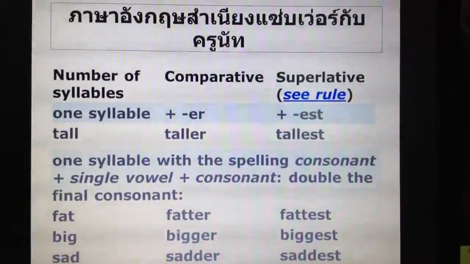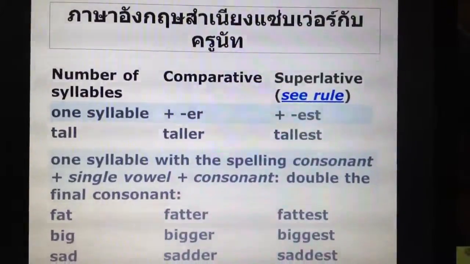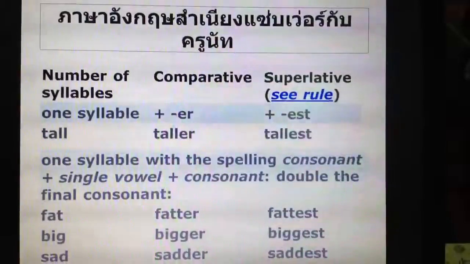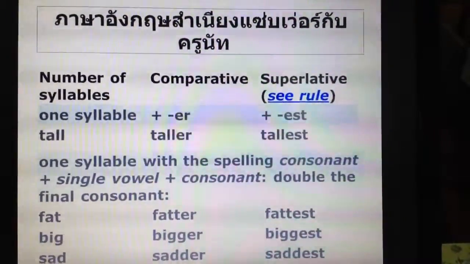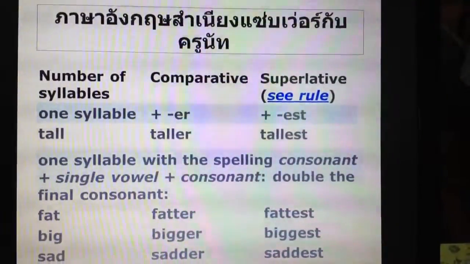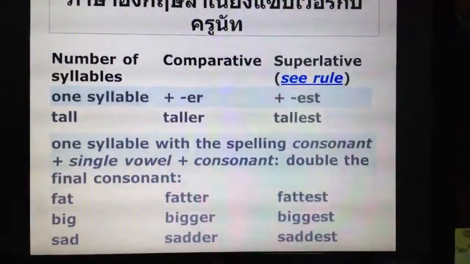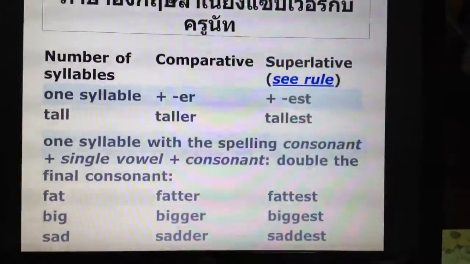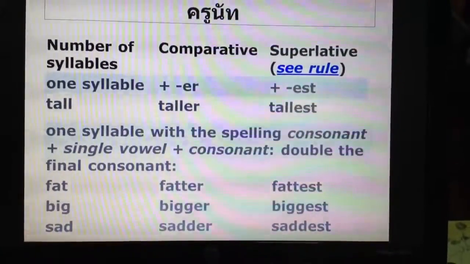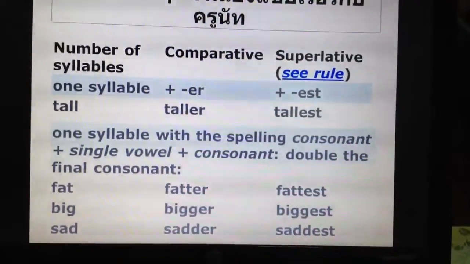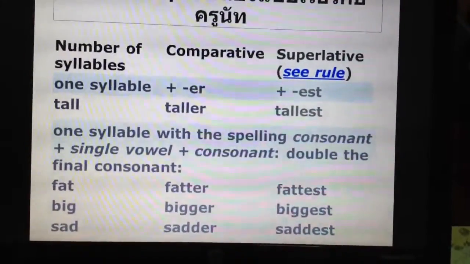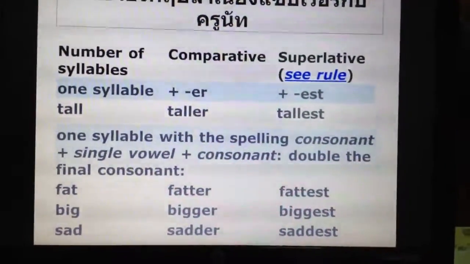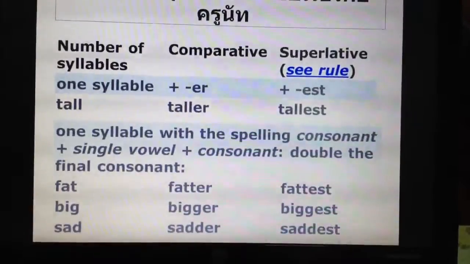Number of syllables. If one syllable, like tall. Comparative, you just put -er, like taller. Superlative, you put -est, like tallest. One syllable with the spelling consonant plus single vowel plus consonant, double the final consonant. For example, fat, fatter, fattest. Big, bigger, biggest. Sad, sadder, saddest.